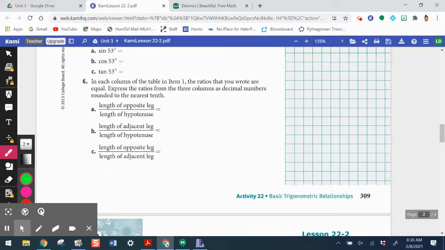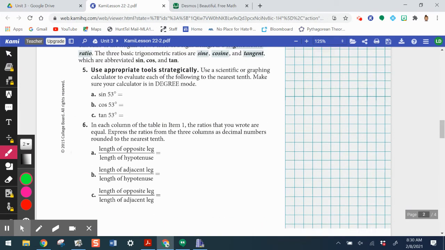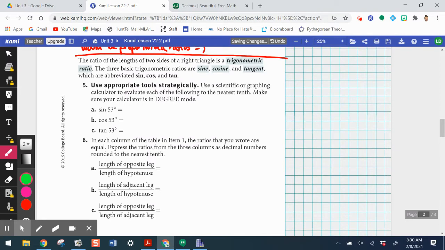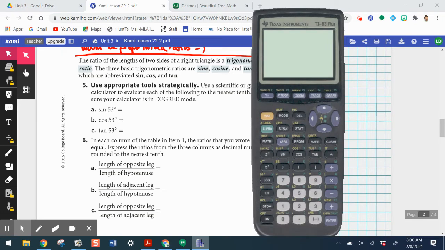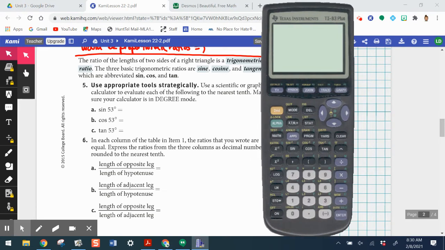Now let's chunk item 5 and 6 together, but I'm actually going to work item 5 with you to show you how to use a scientific or graphing calculator. There's 2 options here I'm going to show you. If you actually have a graphing calculator, I'm going to show it to you with a desktop calculator I have here. So they're asking us to, let me make sure it's turning on. There we go.